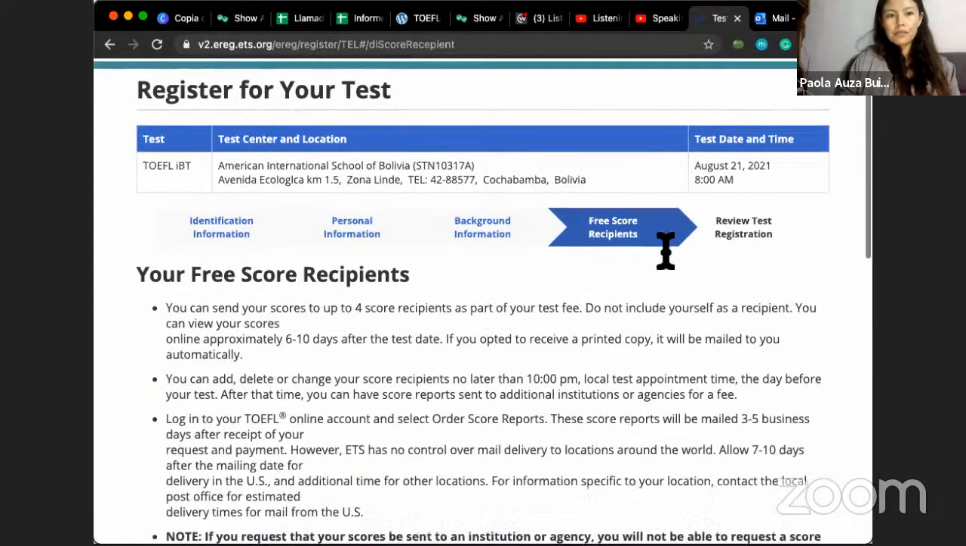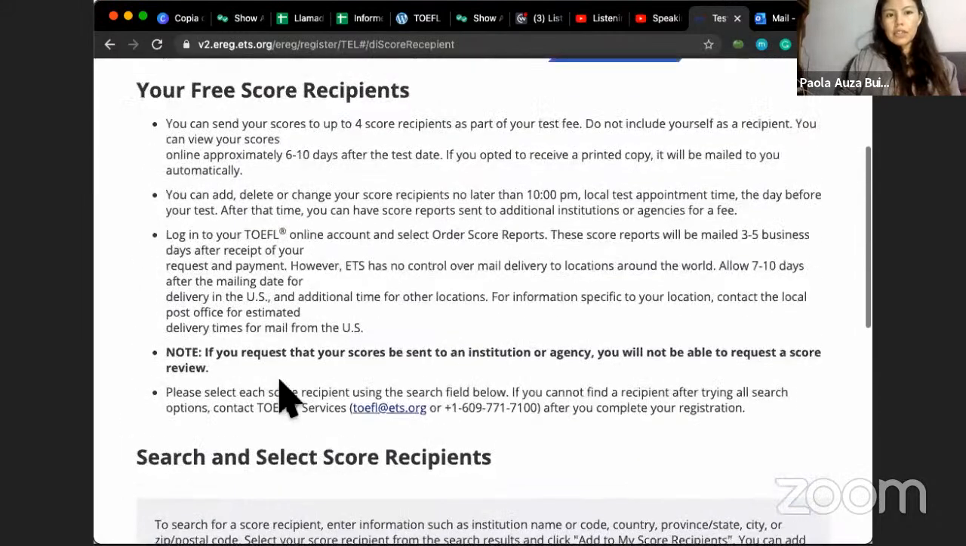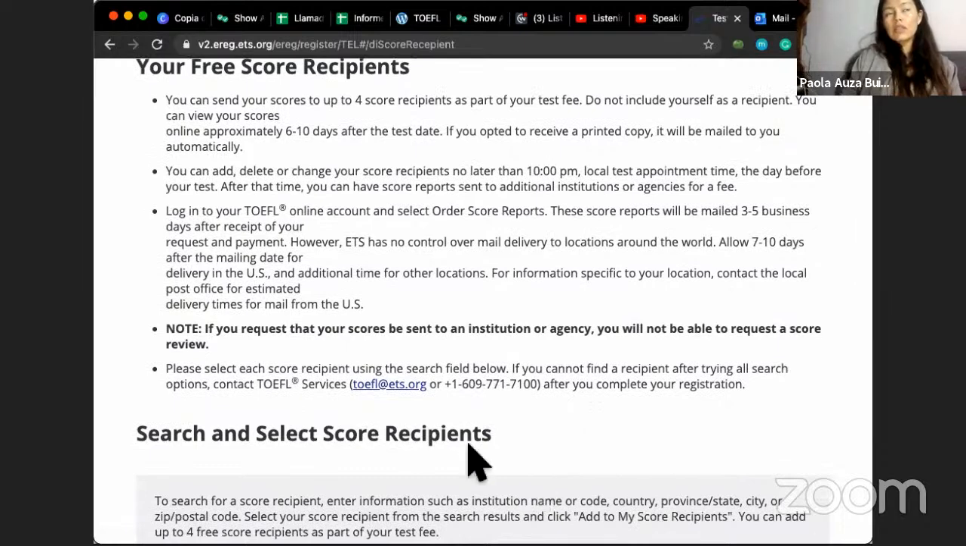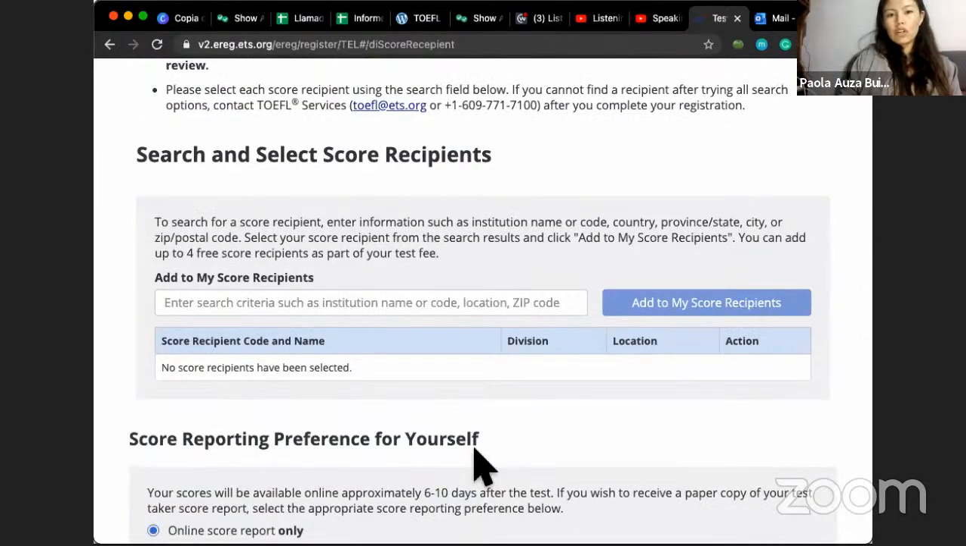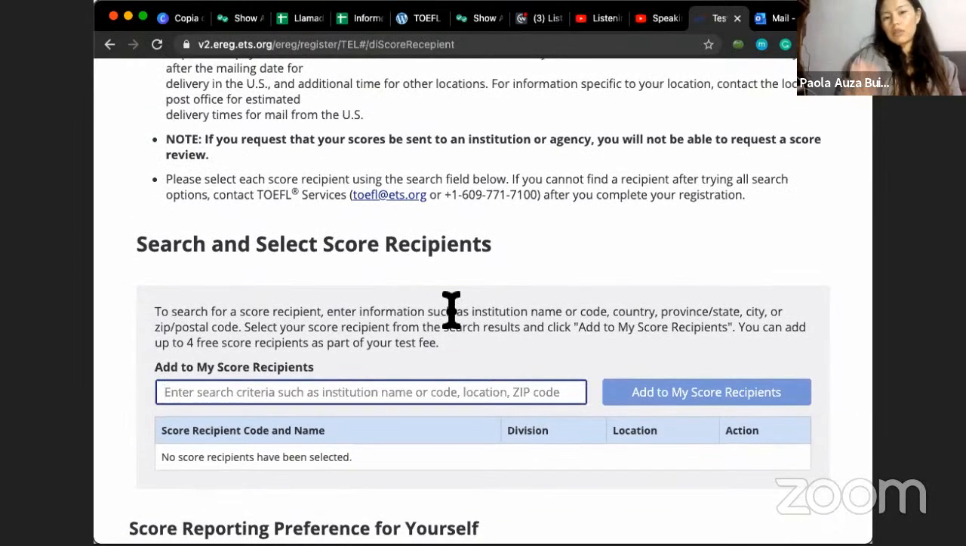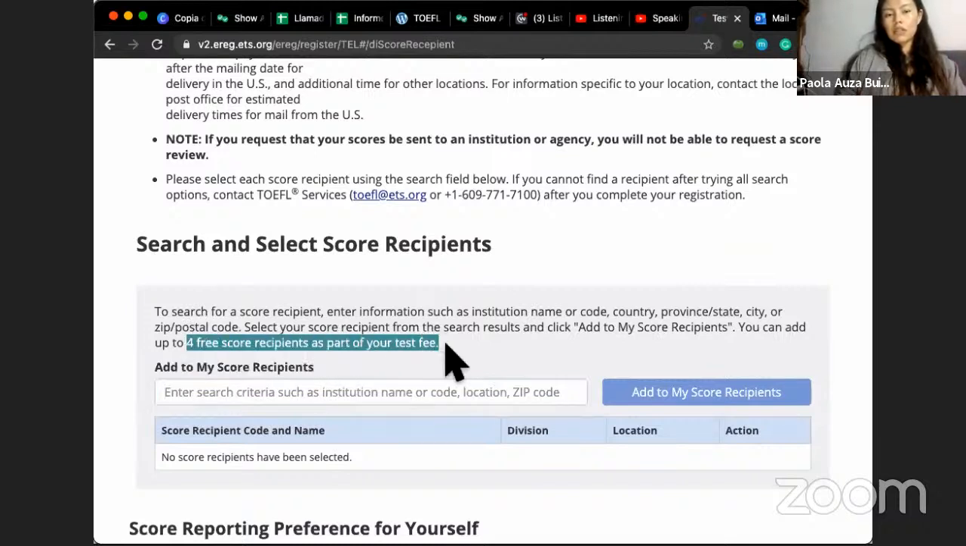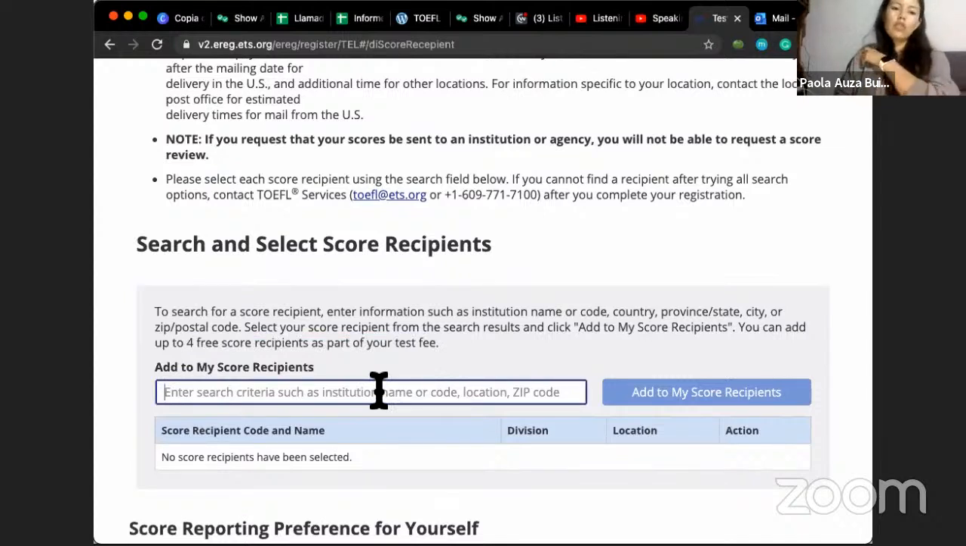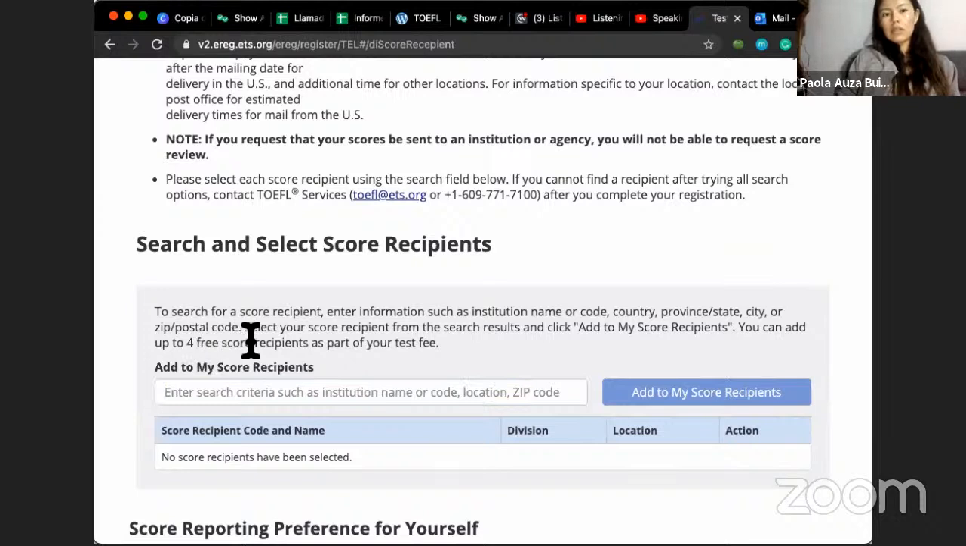Then we go next. And then they are basically explaining that we are going to get some recipients. We can send the score to up to 4 different colleges. Or maybe in the case of a job, it's getting that information. Entonces, aquí básicamente lo que podemos hacer es llenar con los códigos. Si no lo tienen a la mano, lo pueden pedir a su universidad y ustedes anotan el código acá para que les llegue la nota a sus universidades. Pueden poner hasta 4 que son gratis y si necesitan más, tienen que pagar, si no me equivoco, es como 15 o 20 dólares extra.